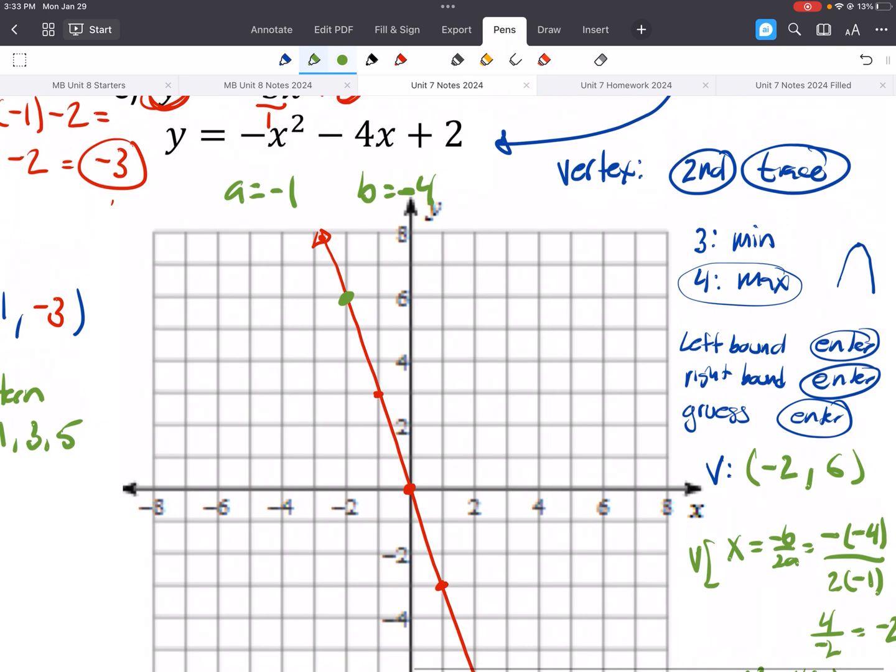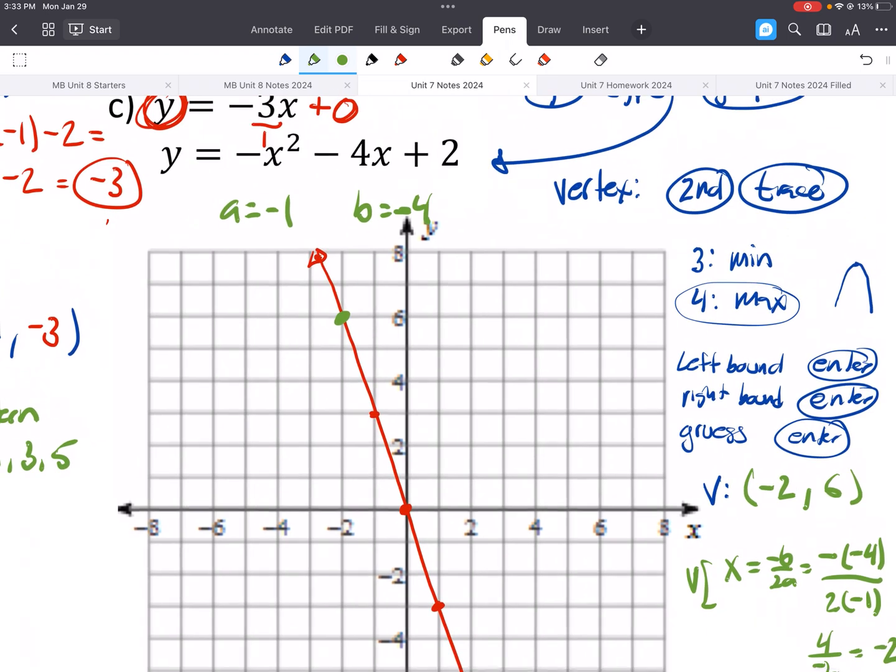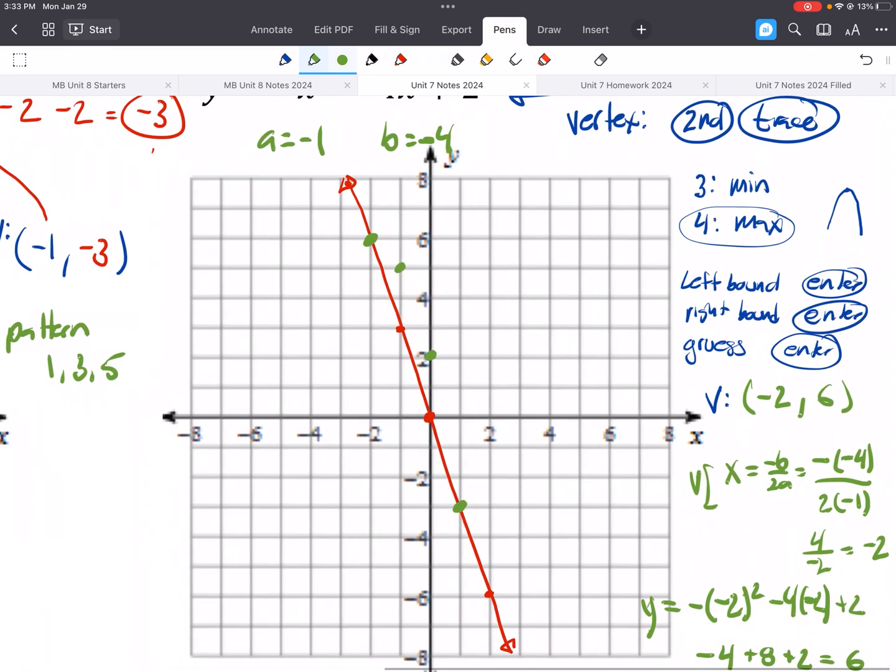And then our pattern here, a is negative 1, so we'll go over 1, down 1, over 1, down 3, over 1, down 5. And we'll do it on the opposite side. So over 1, down 1, over 1, down 3, over 1, down 5. If you can do 7, like over 1, down 7, you should do that.